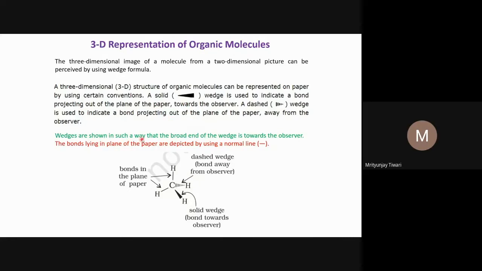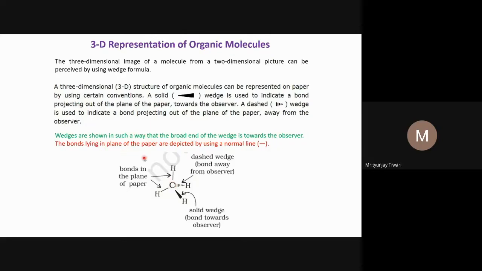Wedges are shown in such a way, and this is also an important point, that the broad end of the wedge is towards the observer. So for this CH bond, which is towards the observer, the broad end will be at the hydrogen atom, and for this bond which is away from the observer, the broad end should be at the carbon atom.